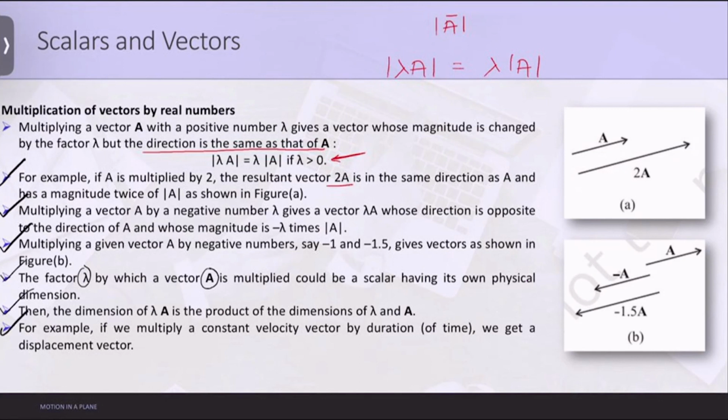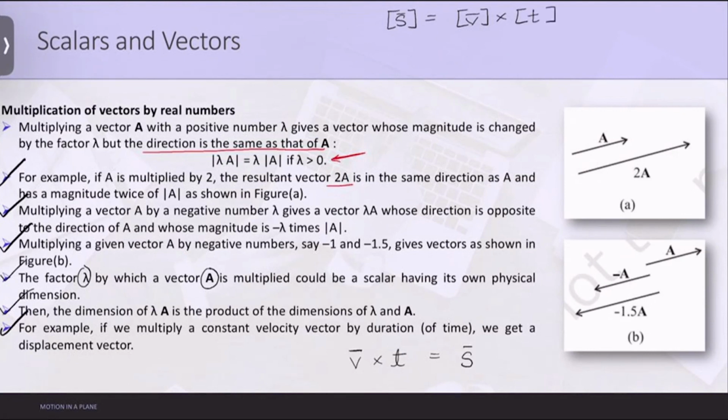Next thing is, for example, if we multiply a constant velocity vector, let us take this scenario. I'm writing the constant velocity vector like this. Let us say we multiply the constant velocity vector with duration, which is time. Then what do we get? We get displacement. Generally, displacement in vector form is written as s bar. So I'm just saying that the dimension of s is equal to the dimension of v into the dimension of time.